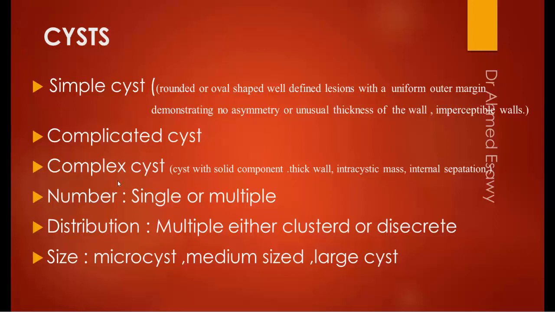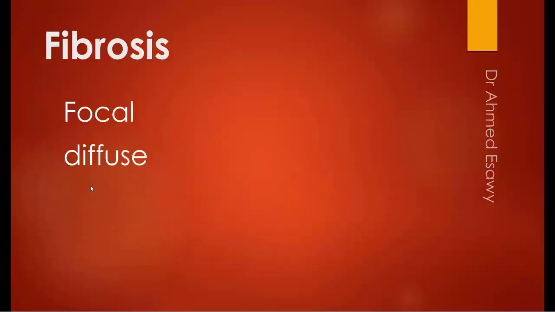The number of cysts may be single or multiple. Distribution of cysts, multiple, either clustered or discrete. Size of cysts ranges from microcyst to medium size to large cyst up to 5 cm. Fibrosis and fibrocystic change are either focal or diffuse.